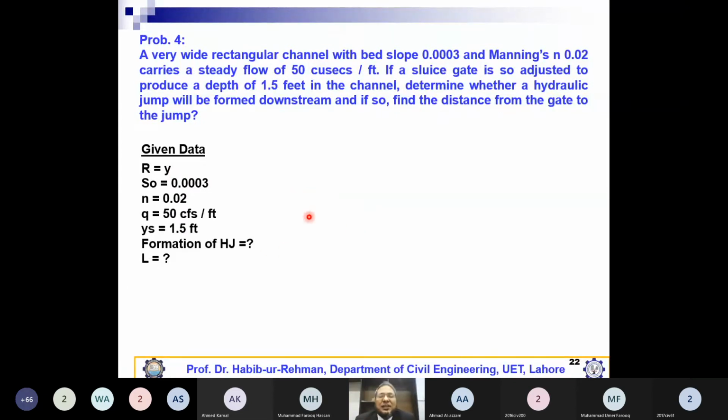So what is the final equation of small q? 1.49 over n. Why 1.49 over n? Because we are using the English system. So Manning's equation is not 1 over n, it is 1.49 over n, y naught to the power 5 over 3 and s naught to the power 1/2. Now in this equation we know everything except y naught. Now please compute y naught. How much are you getting for y naught?